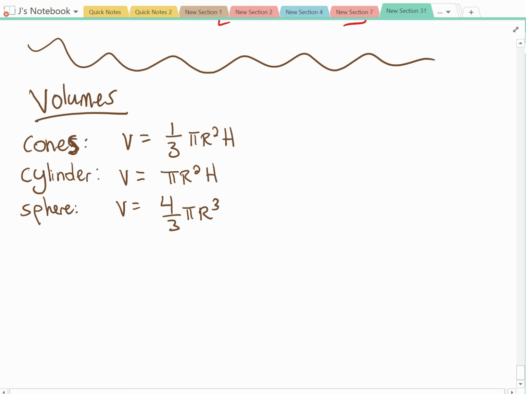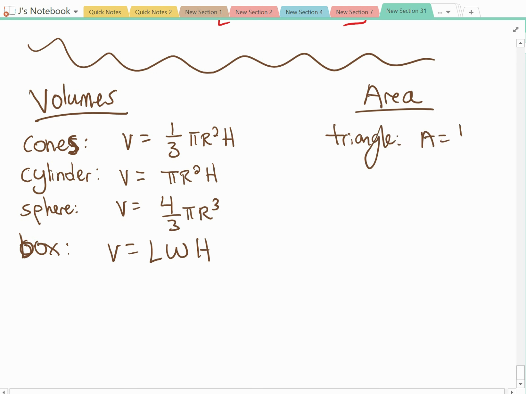And then, what's another volume? Oh yeah, a box. Length times width times height. No, area of an ellipse would not be. Areas of these shapes would be: triangle, area is 1/2 base times height. A rectangle, length times width. Circle, A is pi r squared.